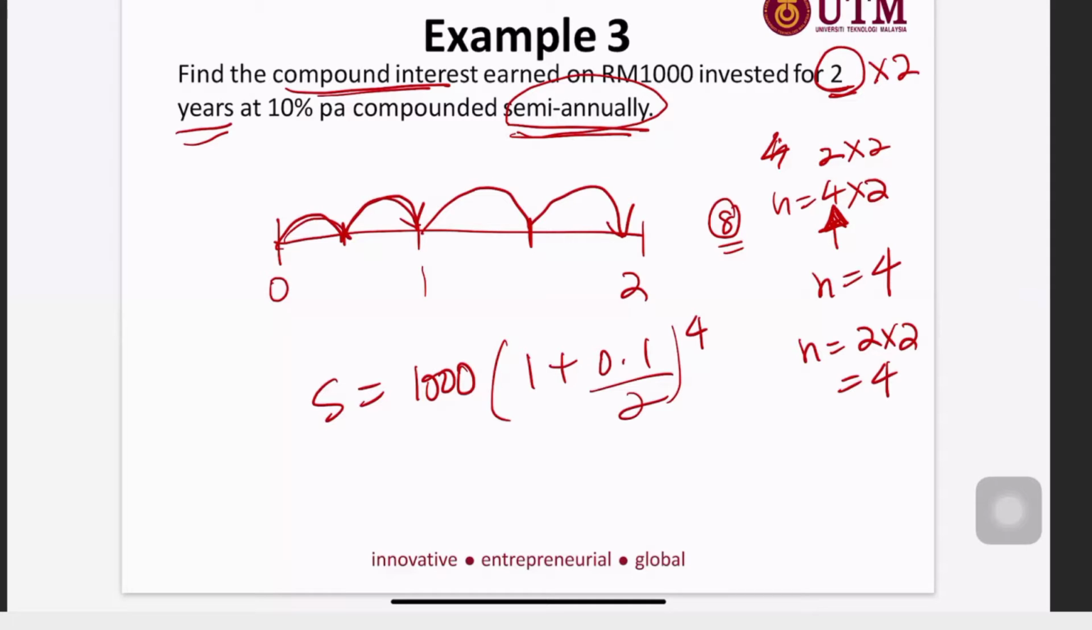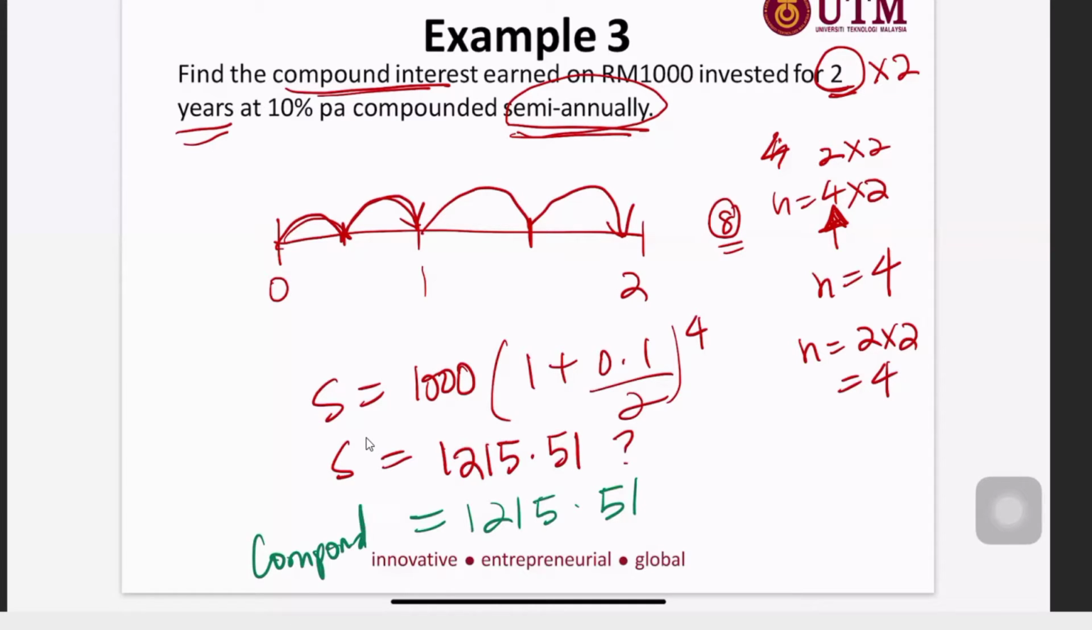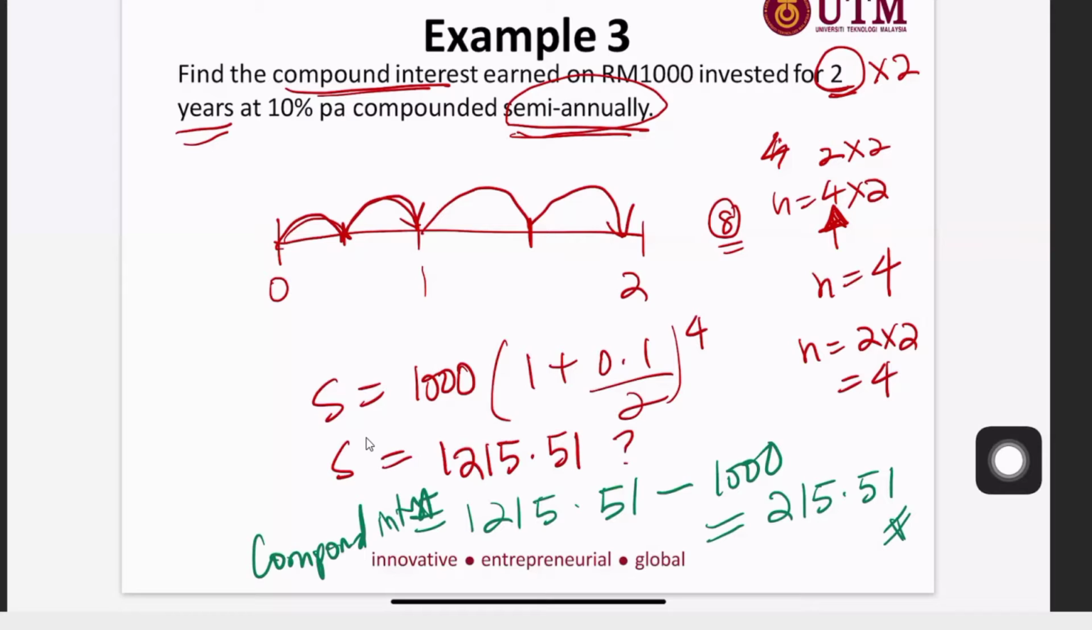And then you will get what answer? 1215.51. Okay, however, is this the final answer? No, you have to subtract. Subtract how much? Subtract 1000. So you subtract 1000, and you will get 215.51. So this would be your final answer.